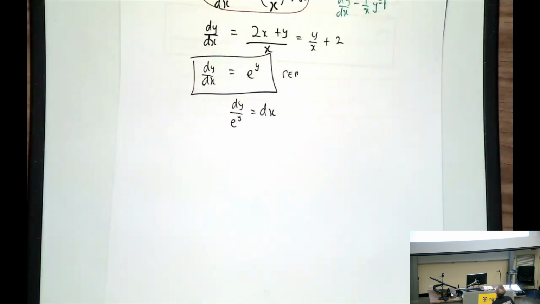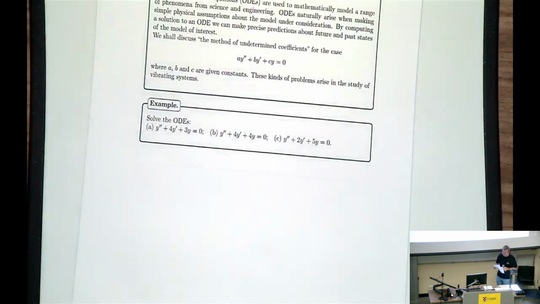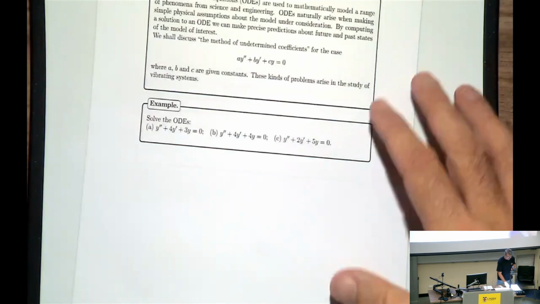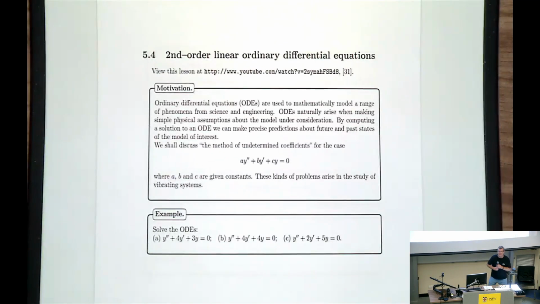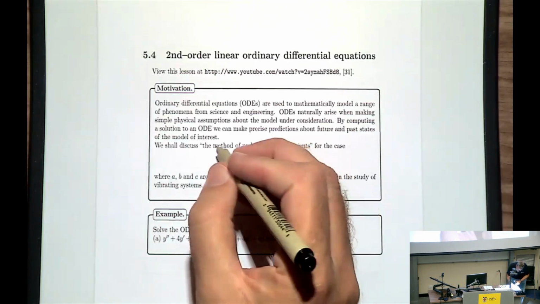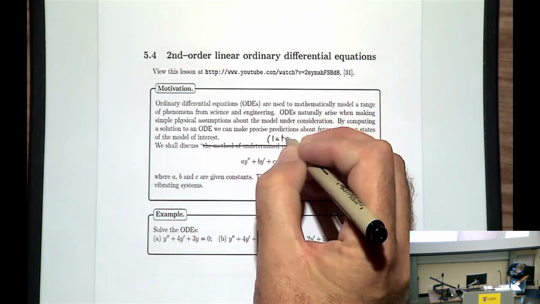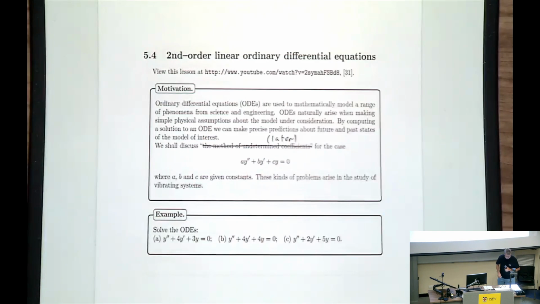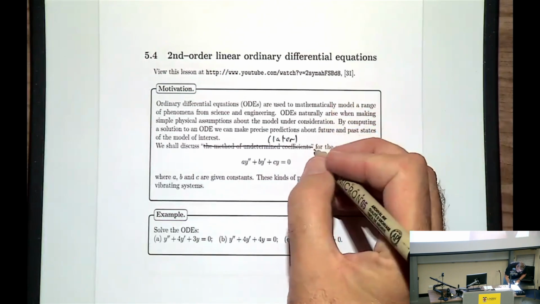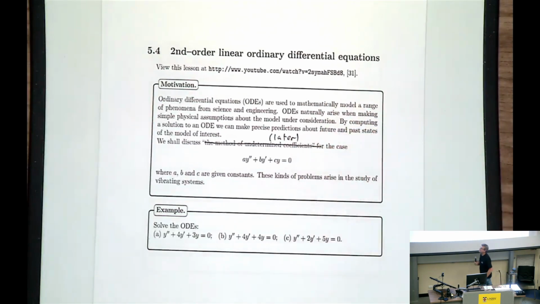All right, so let's get on to second order problems. And this is mostly what Mobius is about this week. This is really what Mobius is about. I did notice, I would feel better if I deleted this. We'll do that later. The method of undetermined coefficients comes later.